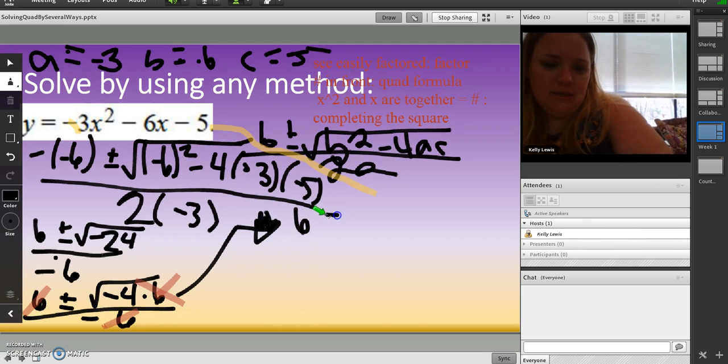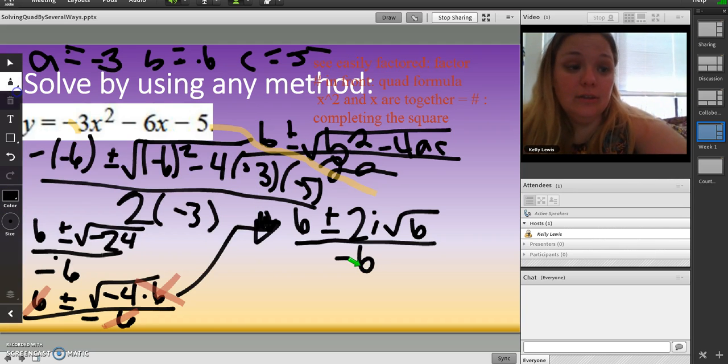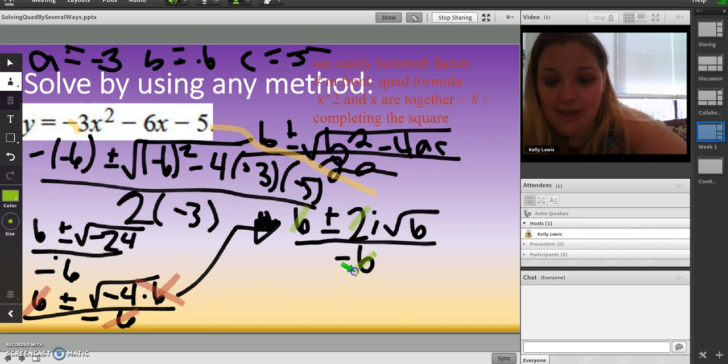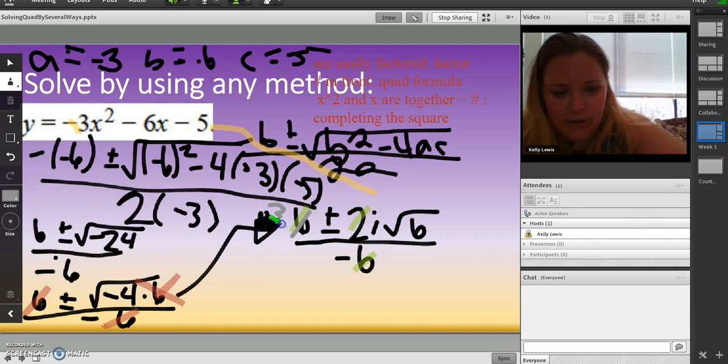All right. 6 plus or minus the square root of negative 4. The square root of 4 is 2, and the square root of negative 1 is i. The 6 inside the square root stays, in jail, over negative 6. Now, you can do this. This 6, this 2, and that 6 can all reduce. 6 divided by 2 is 3, and 6 divided by 2 is 3, well, negative 3. 2 divided by 2 is just 1.